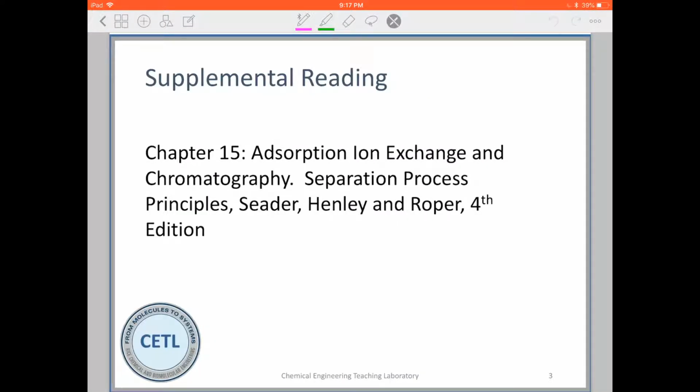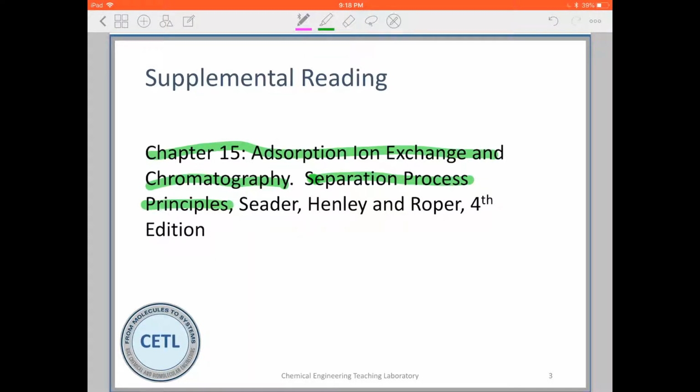Some supplemental reading. I highly recommend that you get a copy of Separation Process Principles from the library, or you may already have a copy, and go through chapter 15, titled Adsorption, Ion Exchange, and Chromatography. Now, this chapter is a very good background for what the experiment is about, and it also explains very clearly how you can get your experimental data. So you should actually go and read this chapter.